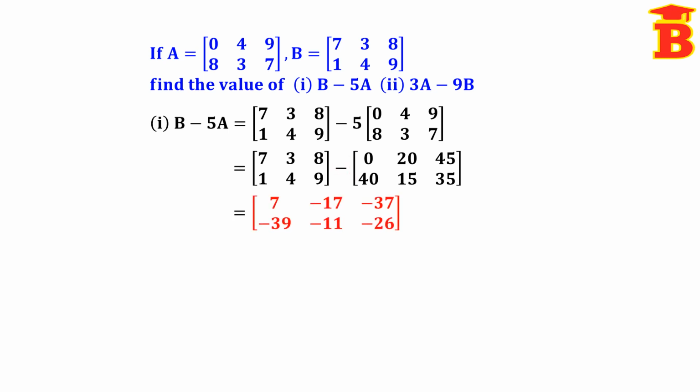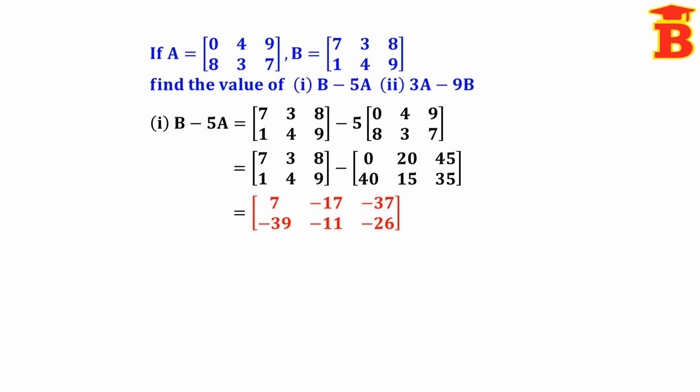Now we have to subtract these two matrices. We have to subtract the corresponding elements. Take the first row and subtract the corresponding elements. 7 minus 0, 7. 3 minus 20, minus 17. 8 minus 45, minus 37. 1 minus 40, minus 39. 4 minus 15, minus 11. 9 minus 35, minus 26. So the answer is 7, minus 17, minus 37; minus 39, minus 11, minus 26.